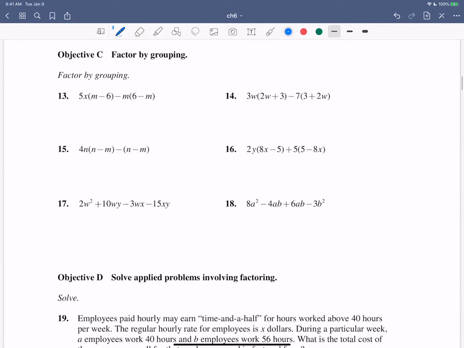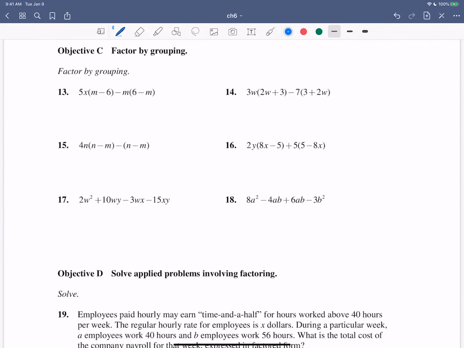Objective C, factor by grouping. Factor by grouping usually involves 4 terms. And what you need to do is you're going to group these 4 terms, put the first 2 terms together, factor out the GCF, put the last 2 terms together, factor out the GCF. Let's look at some examples.